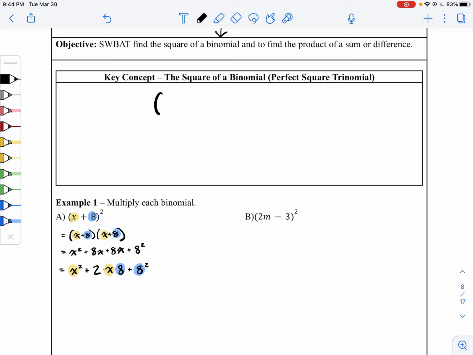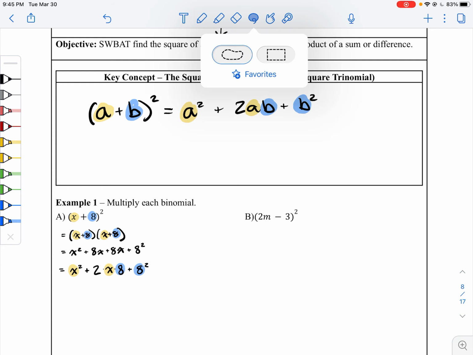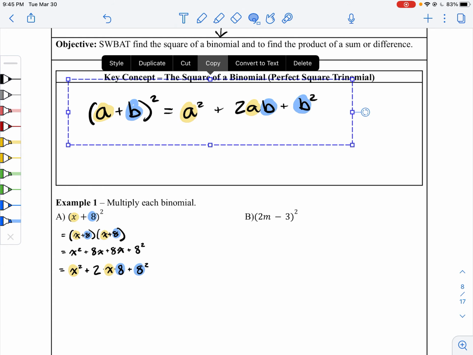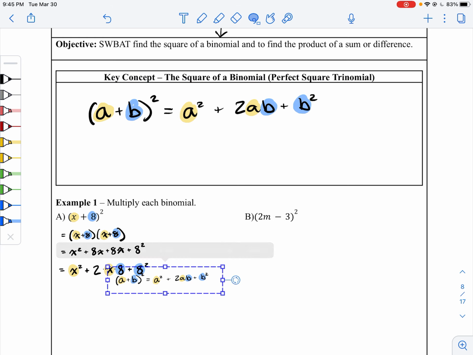So if you have anything, no matter what your first item is, and you square a binomial, so you have 2 terms added together to make a binomial, and you square it, that will always equal a squared plus 2 times a times b plus b squared, forever and always. If you want me to prove it to you in class more than I just did, I would love to go over that proof with you. But for now, let's follow this pattern. In fact, let's really love this pattern.